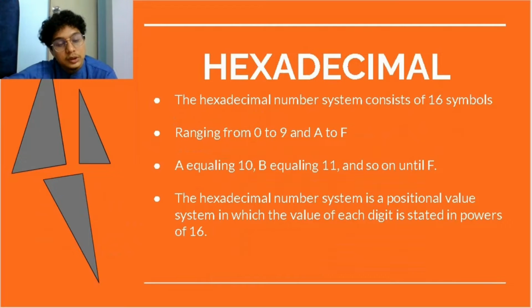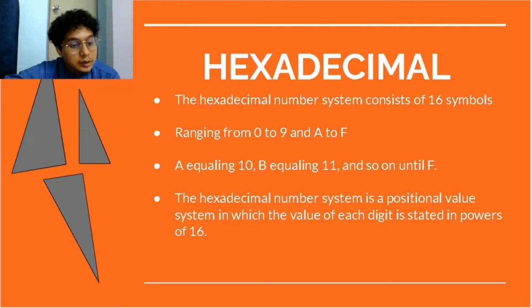So the last one is the hexadecimal. Hexadecimal consists of 16 symbols, from 0 to 9 and A to F. A is equivalent to 10, B is 11, C and so on, until F, which is the final, which is 16.